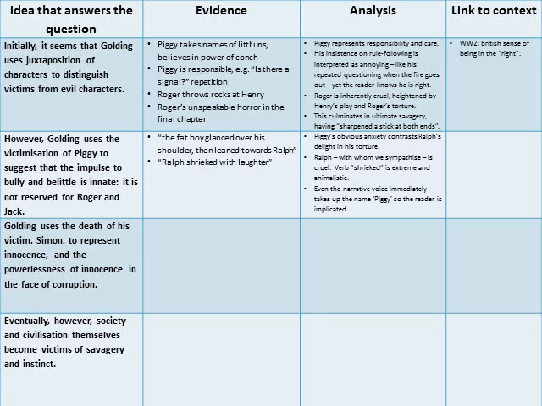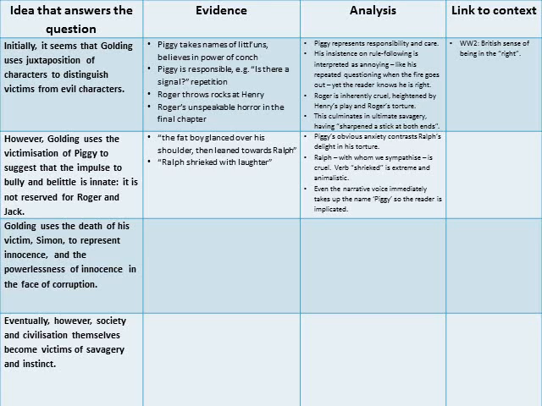Well, Piggy has obviously confided in Ralph. He's clearly anxious, and this contrasts with Ralph's delight in his torture. Ralph, with whom we sympathise, is cruel. The verb shrieked is extreme and animalistic. We're not allowed to like him straightforwardly. He isn't a straightforwardly good character. And in fact, even the narrative voice immediately takes up the name Piggy, so the reader is implicated in that cruelty as well. We are not allowed to be innocent.